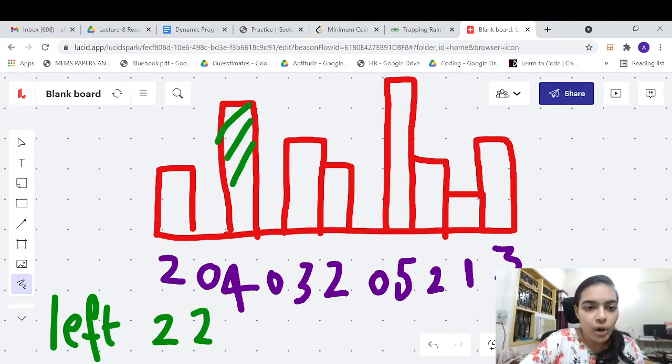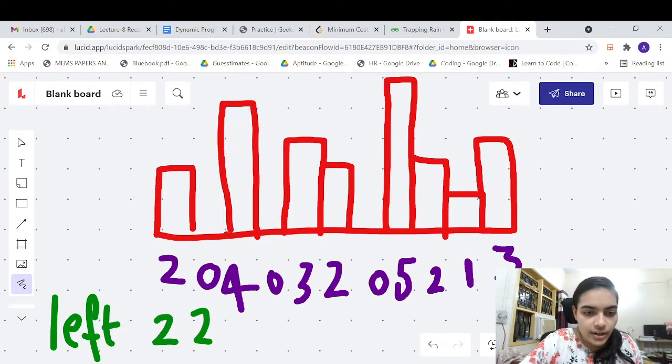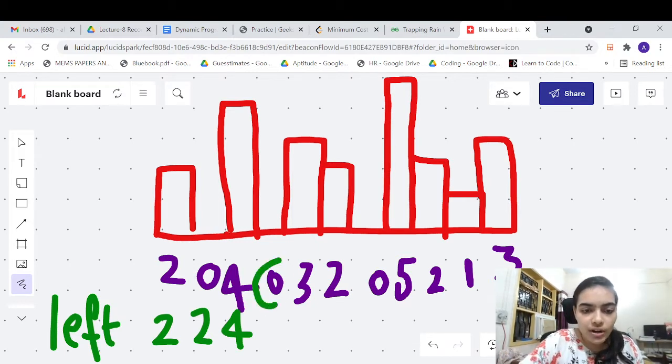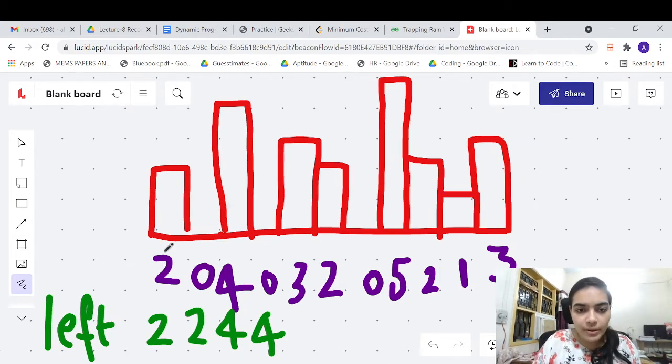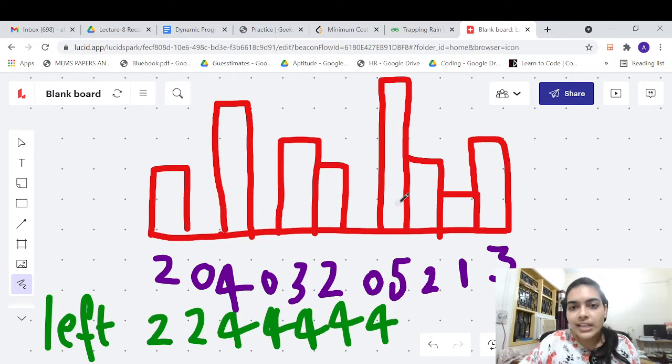What about the third block? It has height greater than the previous maximum, so the height is 4. 4 is the maximum height. What about the next block? Still 4 is the highest up to this particular level. What about the next block? 3 is also less than 4, so 4 is the highest. Up to here, 4 will continue to remain the highest from the start, till it sees another higher block.